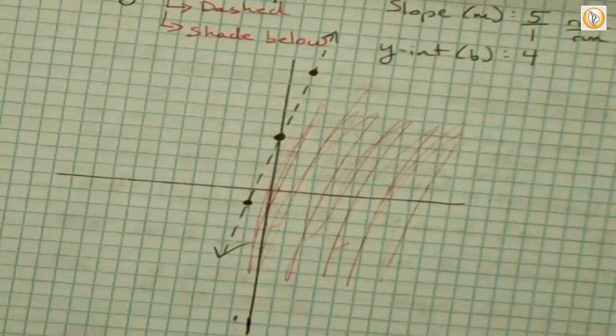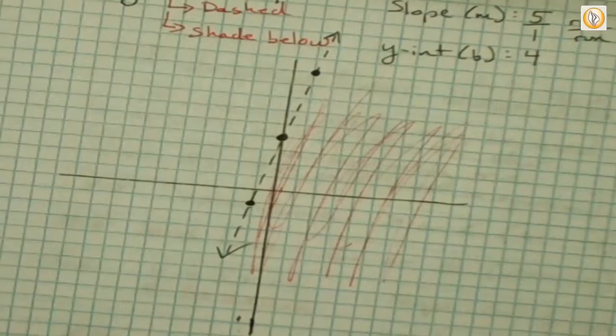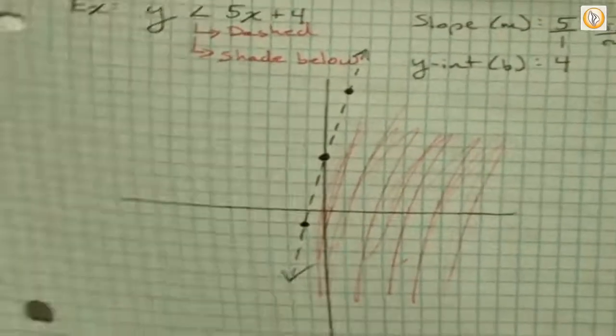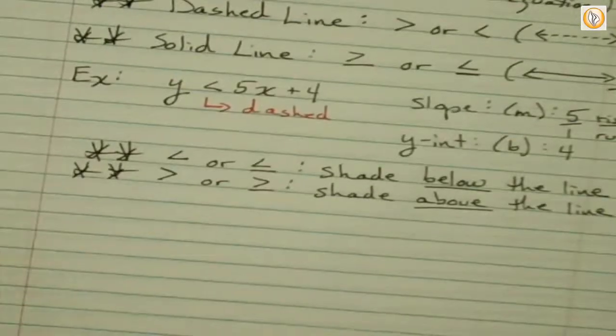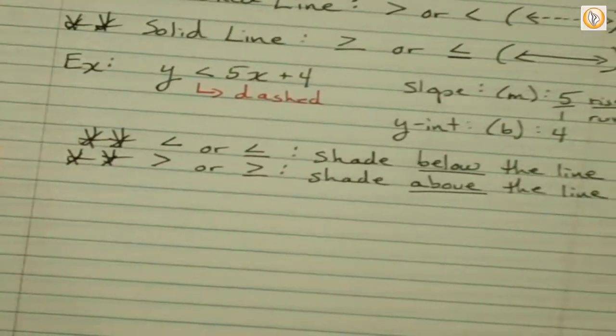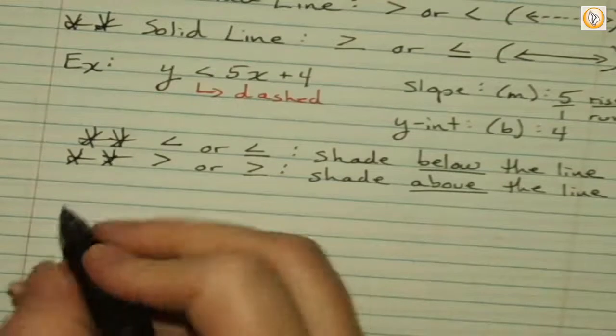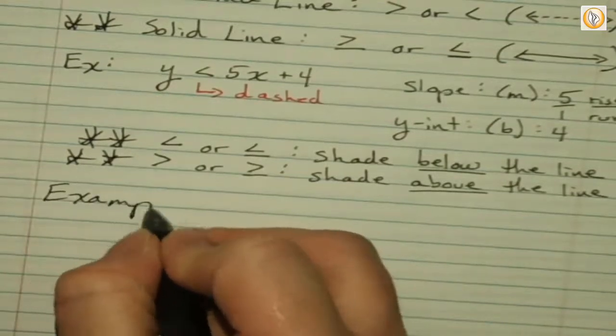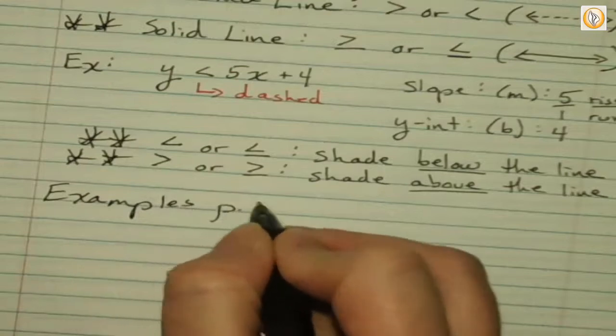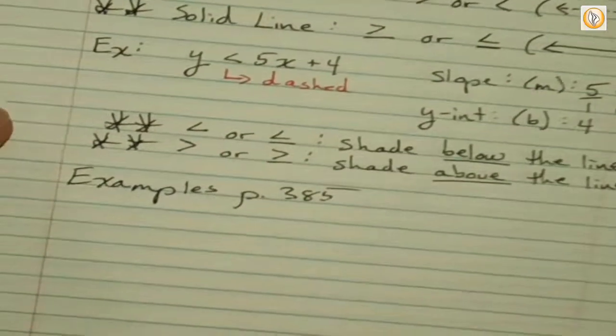No, it's not. Well, I'm doing a bunch of examples. Okay, so no, we're doing the examples now. All right. So it's taking everything we did on Thursday and now applying it to inequality. So open up your book to page 385. So we're doing examples, page 385.